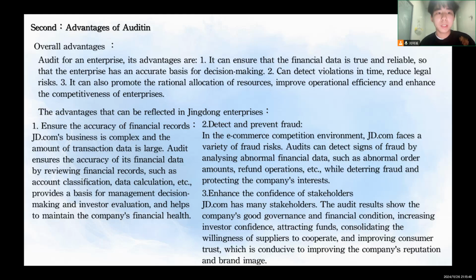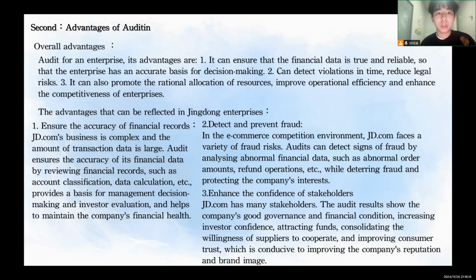In complex business and massive transaction states, analyze abnormal financial data such as abnormal orders, amounts, and refund operations to detect the signs of fraud, deter fraud and protect the company's interest and enhance the stakeholders' confidence.